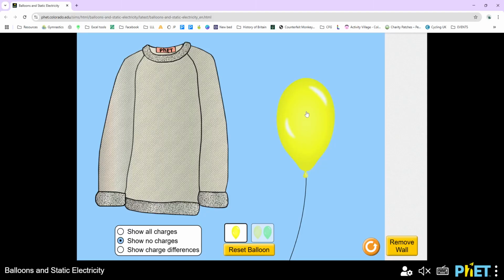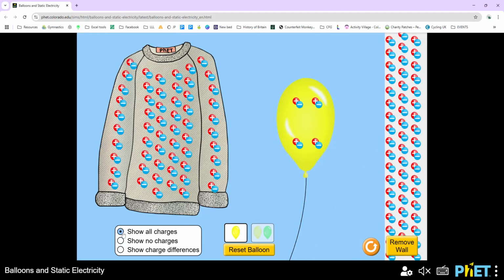So here we have the balloon, and if we rub it on the jumper, it can stick and is attracted to the wall. Notice that if I pull it away from the wall and release, it moves towards the wall. The reason for this is because everything has positive and negative charges. The wall has positive and negative charges, as does the balloon, as does the jumper. Normally, these positive and negative charges occur in the same quantities. Everything is neutral. The number of positives is equal to the number of negatives in all objects.